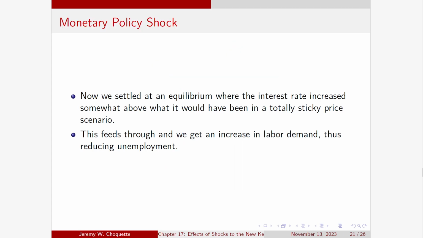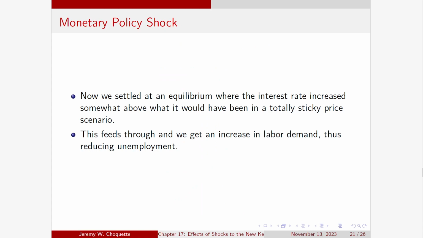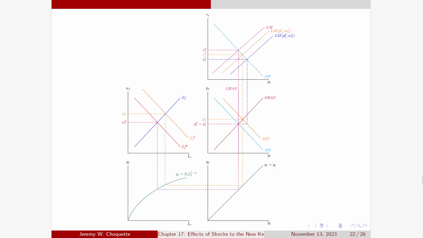So we settled at an equilibrium where the interest rate increased a little bit above what it would have been in the totally sticky price scenario, but it's still below where it was before the shock. Now, because output increased, this is going to feed through, and we're going to get an increase in labor demand and reduce unemployment, just like what we saw in the government spending shock.